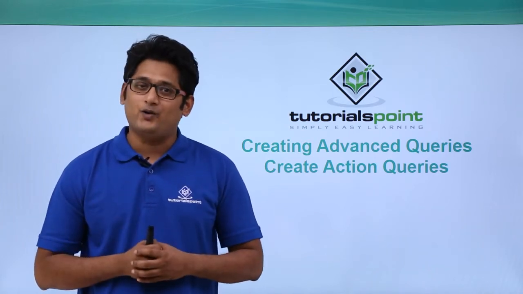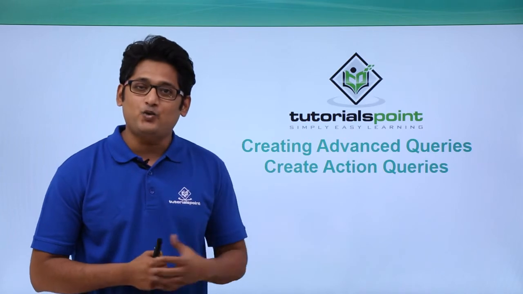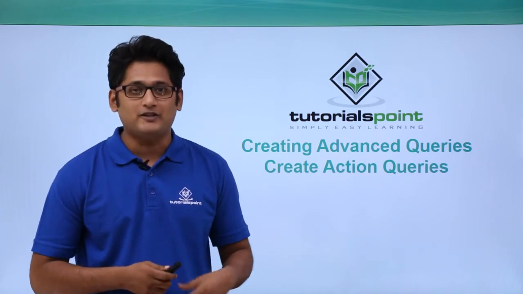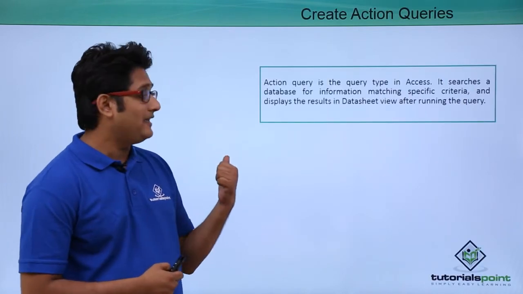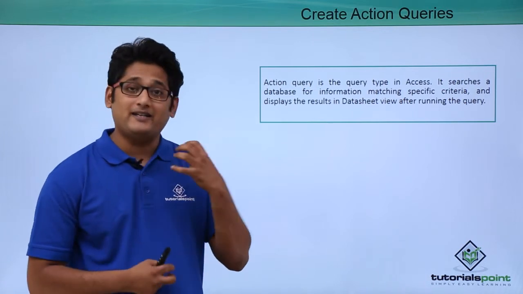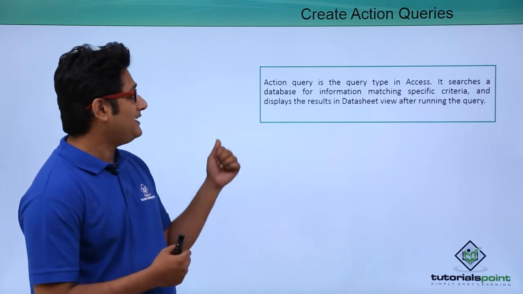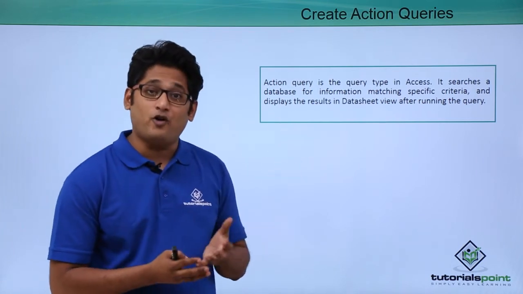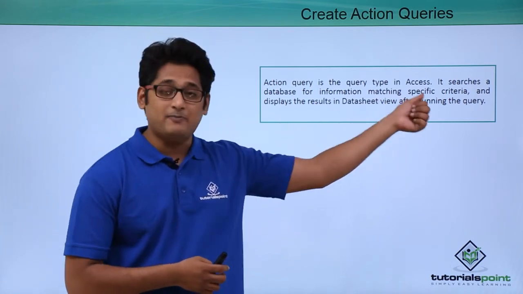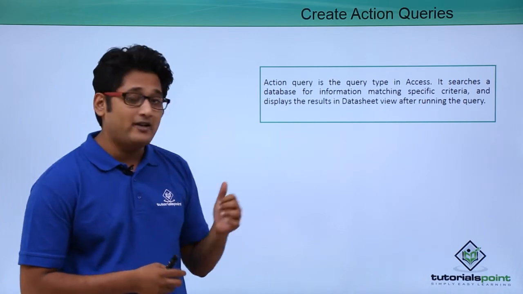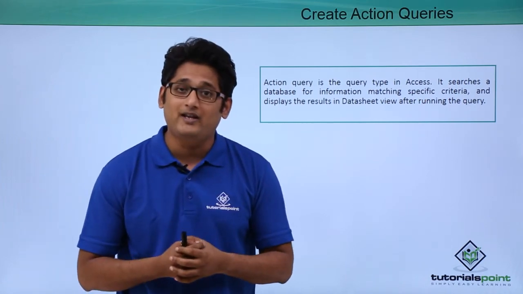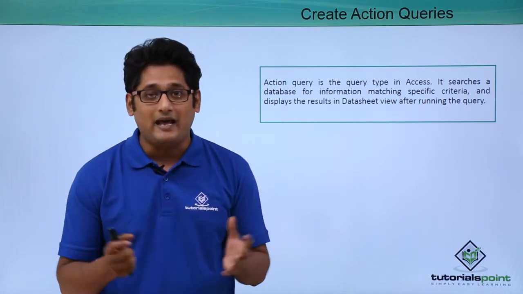In this video, we are going to learn how to create an action query in Microsoft Access 2016. Now, as you can see, an action query basically performs an action and gives me the result accordingly. It searches for the database information from the table and matches the specific criteria, and whenever I run this particular query, it displays the result in tabular form.